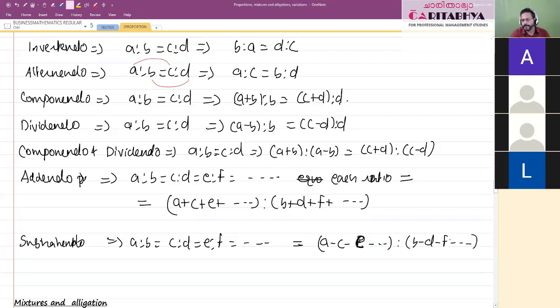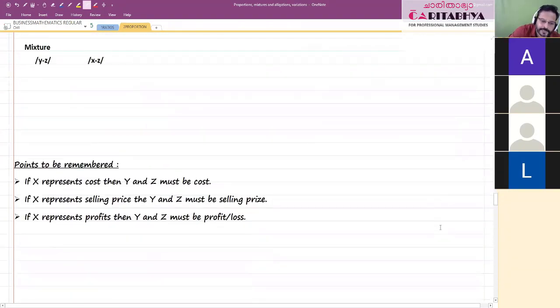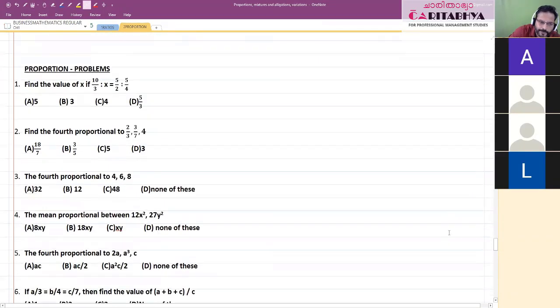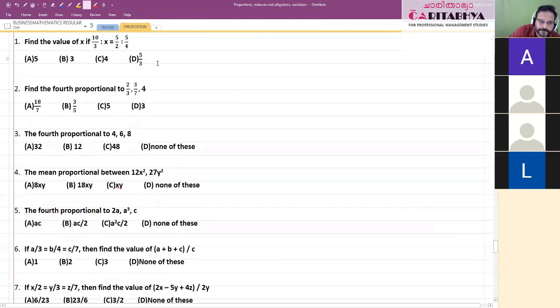Okay, so that is the definition of proportion, continuous proportion and properties. Clear? Yes, sir. So now let's look at the problems. Next, the allocation and variation problems will come. First, let's look at the proportion problems. First question.